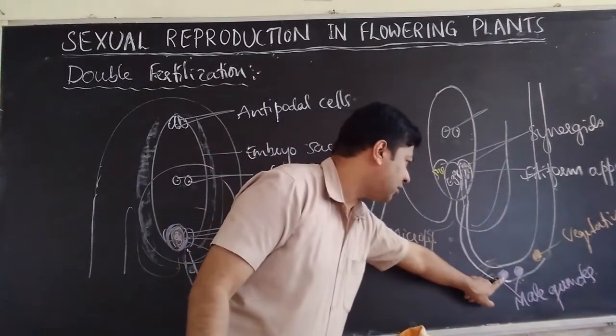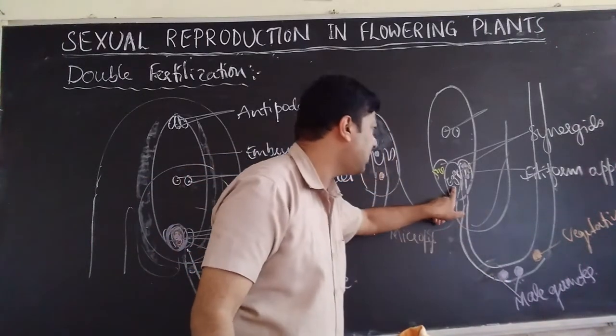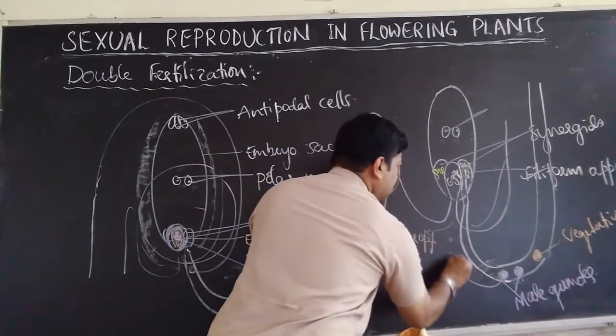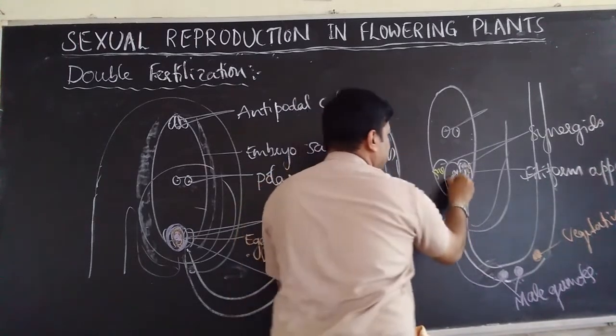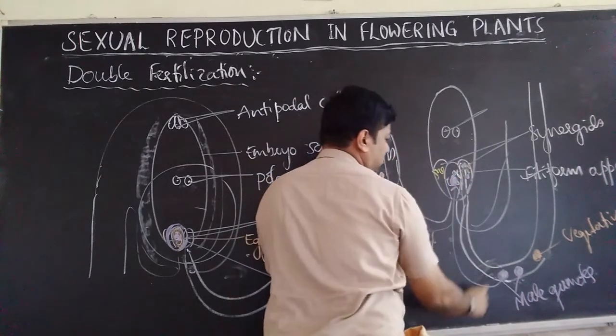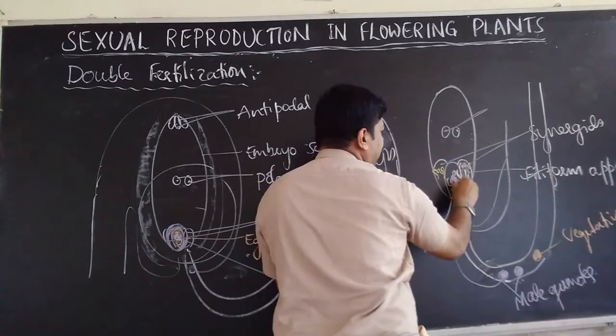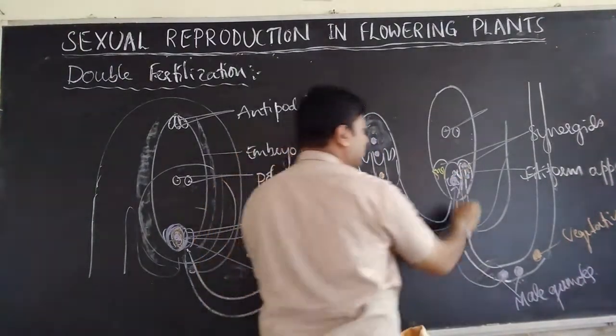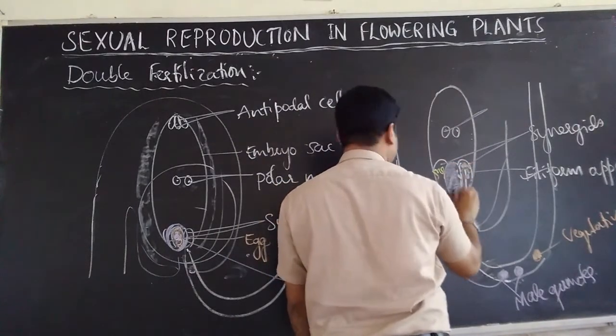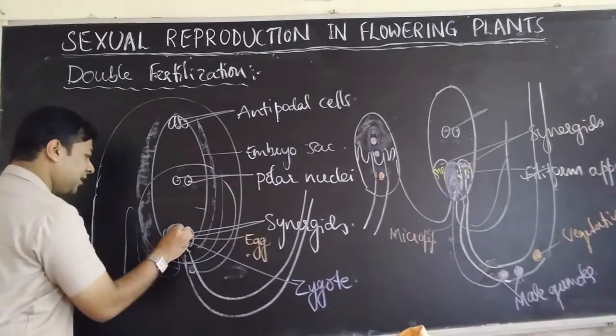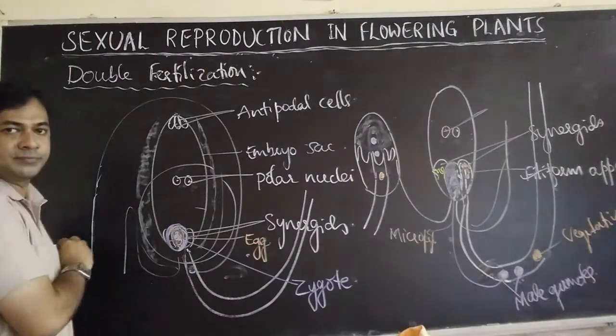This nucleus meets the egg. Then what happens to this egg? This nucleus meets the nucleus of the egg, so the two nuclei fuse and this entire part becomes a zygote.